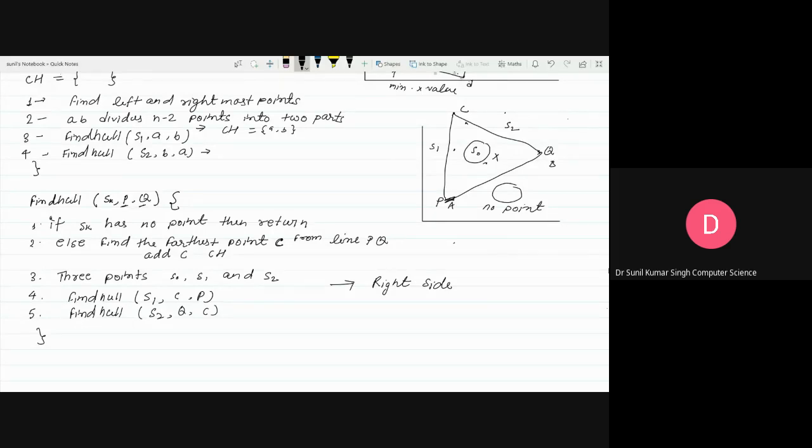And in the end you will find that all the divisions, whatever division we perform, will not have any point on the right side, and then that will be the termination of the algorithm. And after termination, whatever points you have in your CH will be the output. And we can say that it will represent the convex hull.